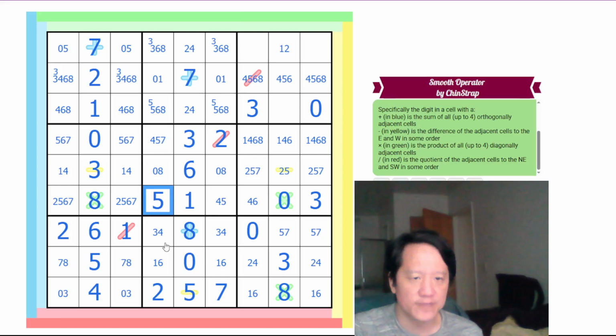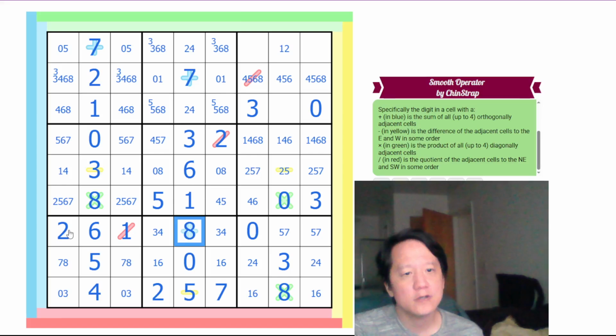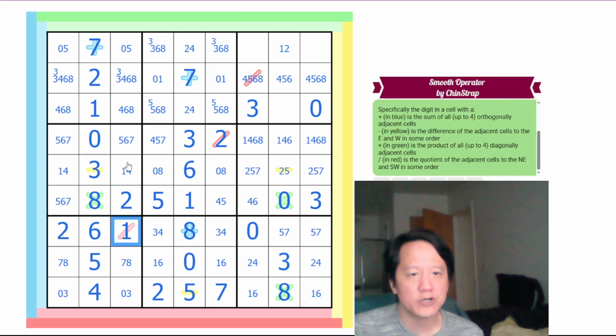That makes this a 5 here. 5 divided by 5 is 1. So 2 cannot be here. Where is 2 in row 6? It must be here. 1 eliminates 1 here, so it's 4 and 1. That eliminates 4 in the rest of the column.